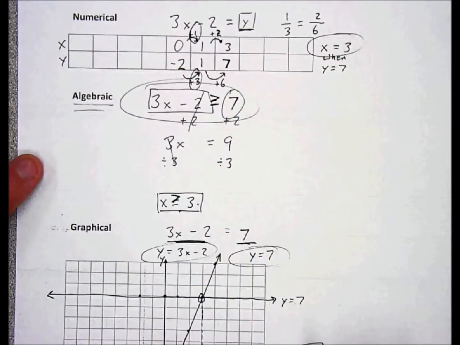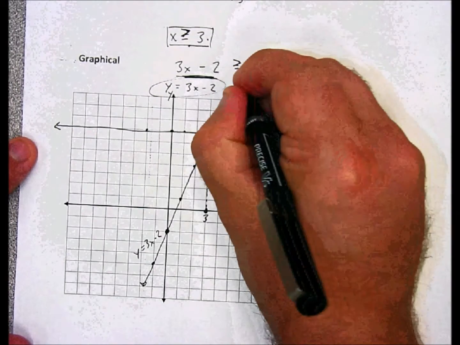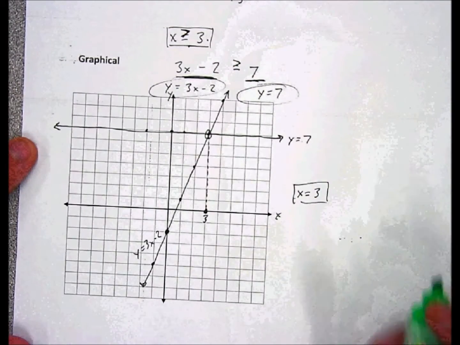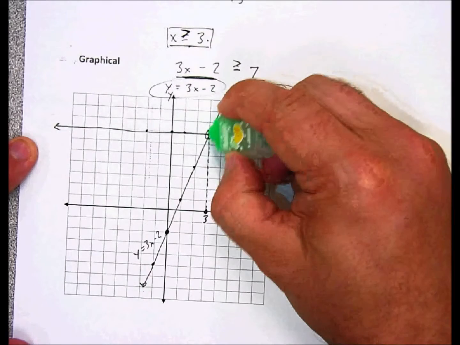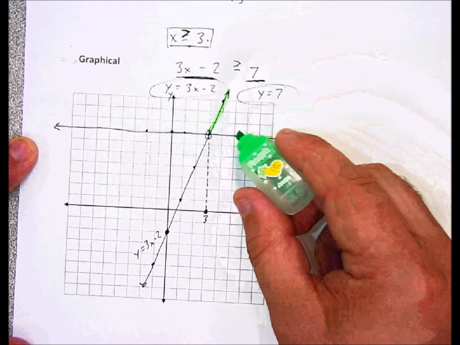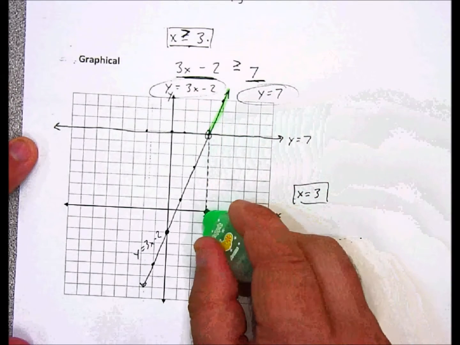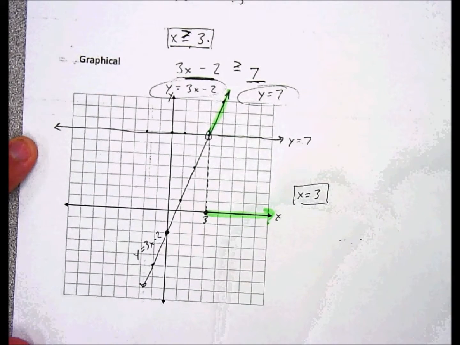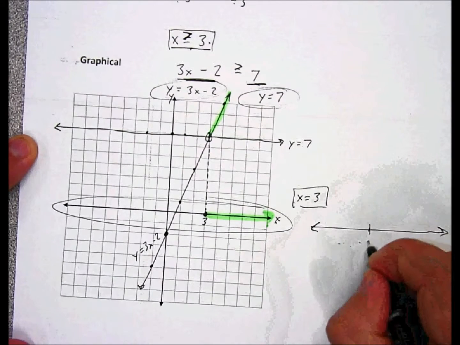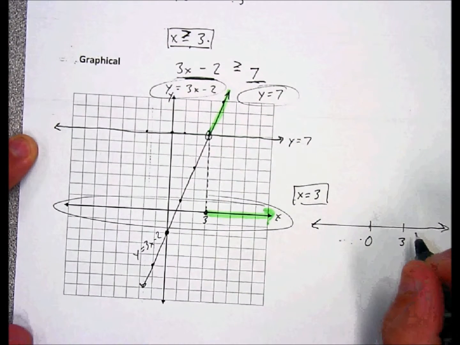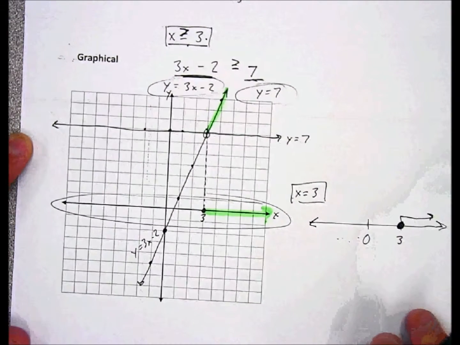But I could also say, okay, well, when is my function greater than or equal to 7? Well, here's my function 3x minus 2. When is it greater than 7? Well, it is up here. Up here it's greater than 7. So it's greater than 7 at all the x values that are going this way. And so if I was to graph just the x-axis, that would be my solution. So here's 0, here's 3, and so my solution to the inequality would be everything going that way.